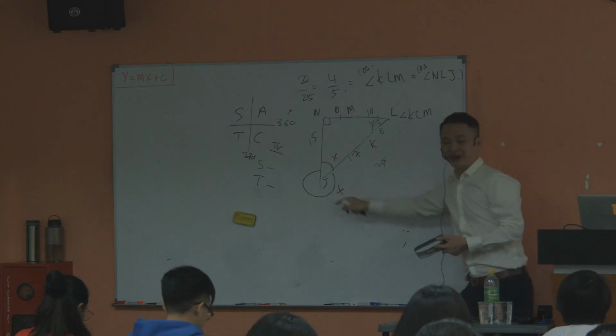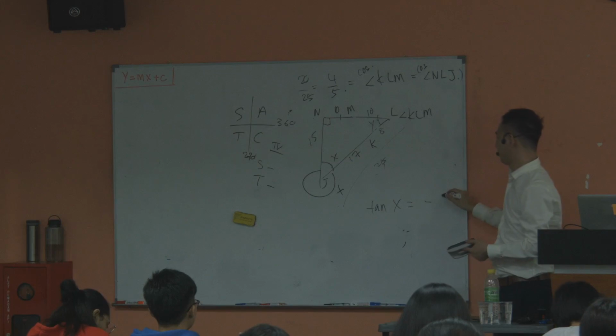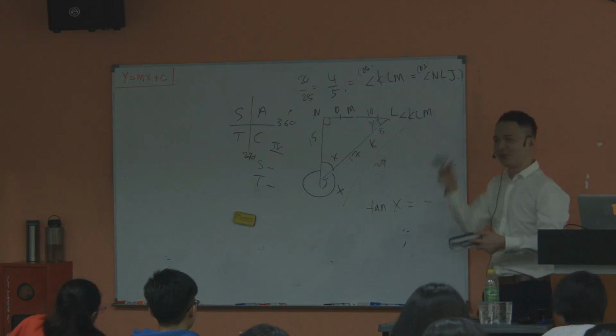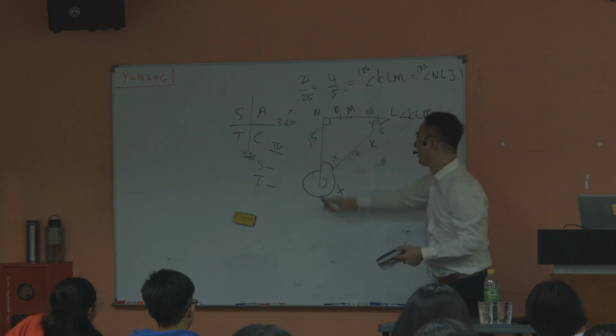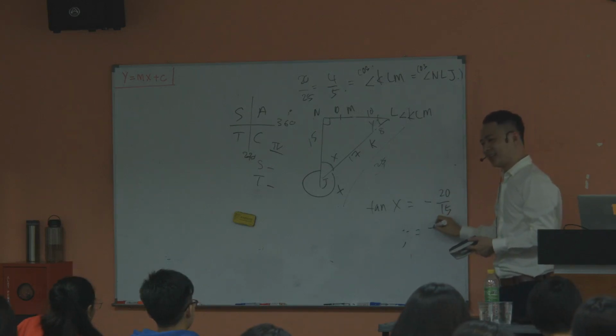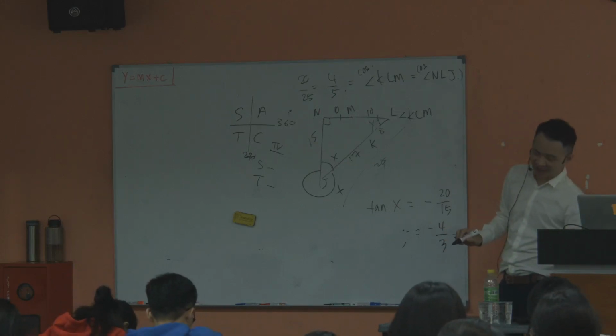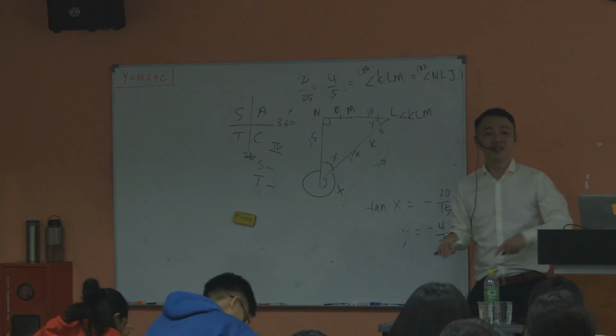I said fourth quadrant, add a negative. Tangent is what? Opposite over adjacent, right? So 20/15, negative 4/3.